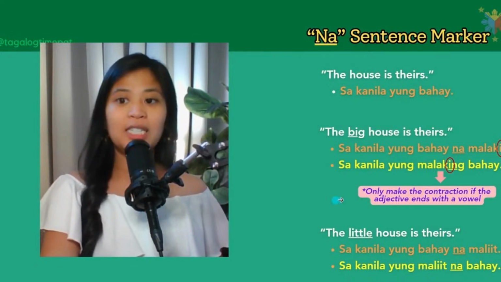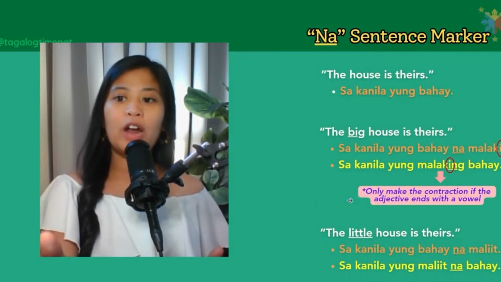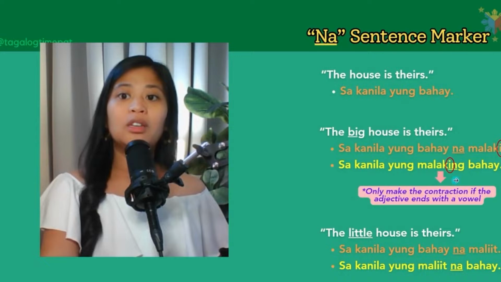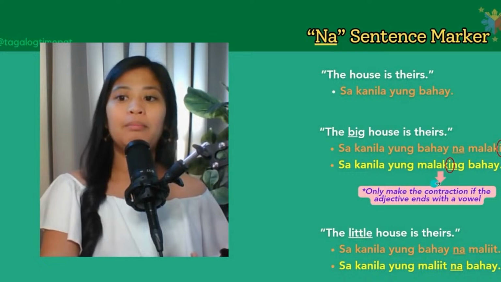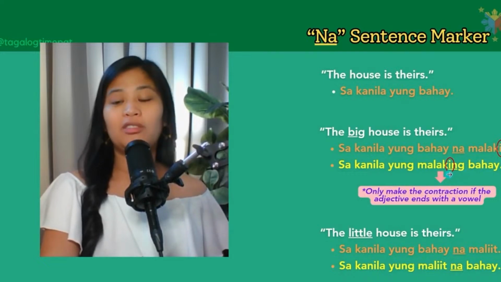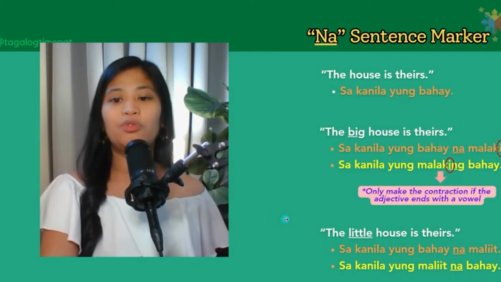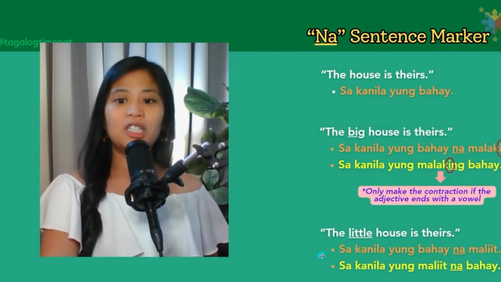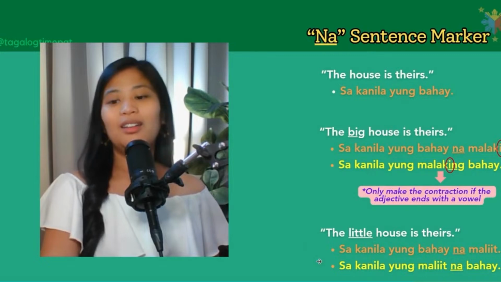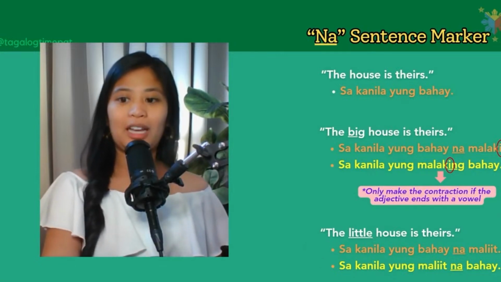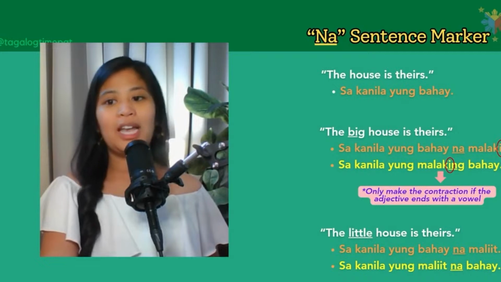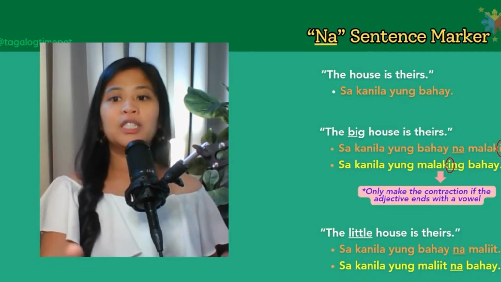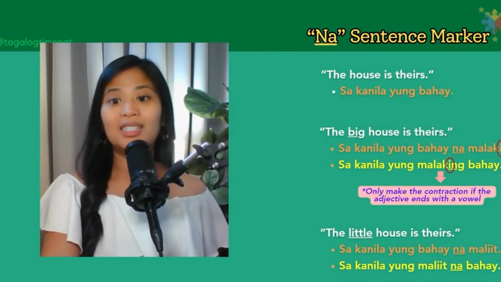If the adjective does end with a vowel, you can make a contraction. And just know that the sentence marker na is there. Malaking bahay technically is malaki na bahay. But we just made the contraction to make it easier to pronounce and make the sentence flow a little bit better. But if the adjective ends with a consonant, you don't make the contraction because it doesn't really work like that. And these two ways to say these phrases are used equally as much. There isn't a formal way, there isn't a casual way. It's just kind of personal preference or depending on what someone wants to say.